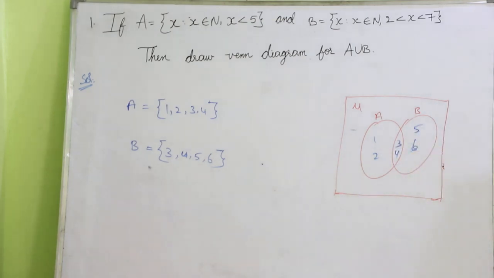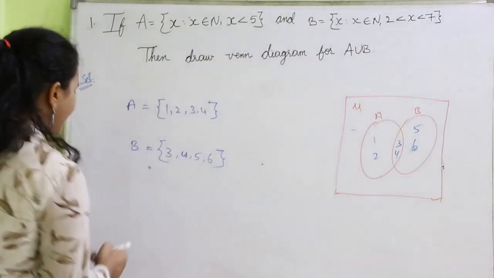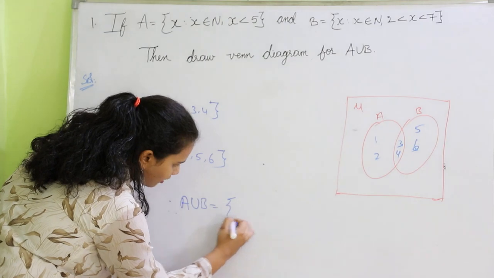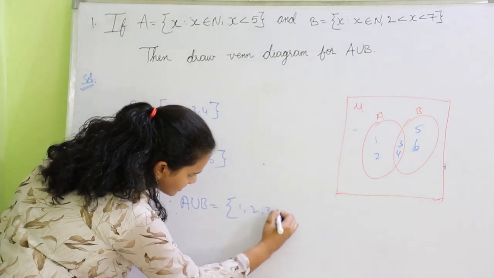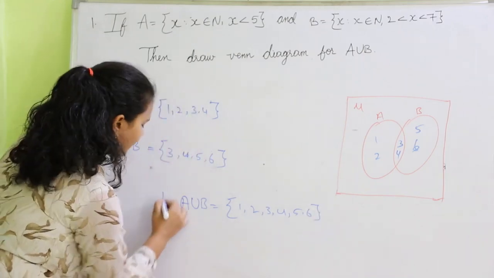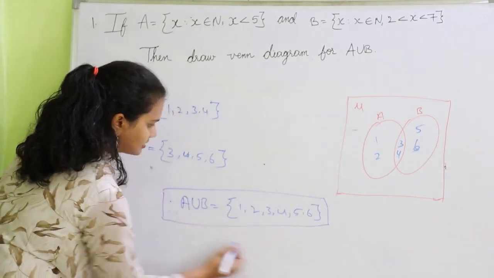So here I got in the A set 1, 2, 3, 4. In the B set I got 3, 4, 5, 6. So this is what we have written, and this is the Venn diagram. Now they ask to draw the Venn diagram for A union B. So A union B will be the set of 1, 2, 3, 4, 5, 6. This will be the answer for this given question.